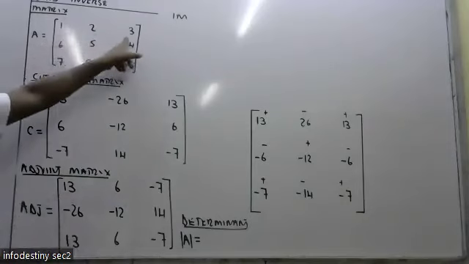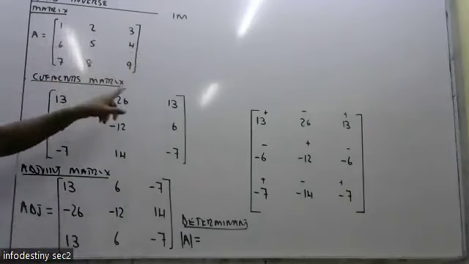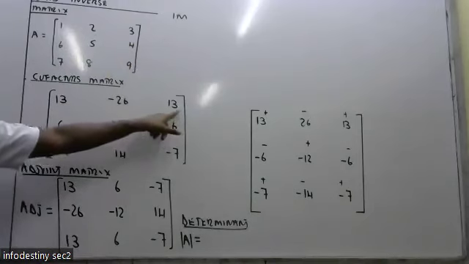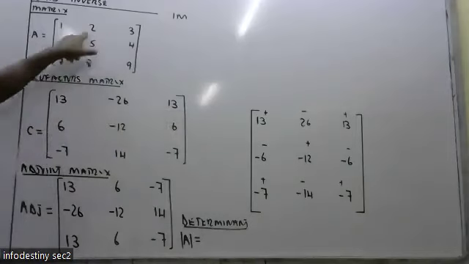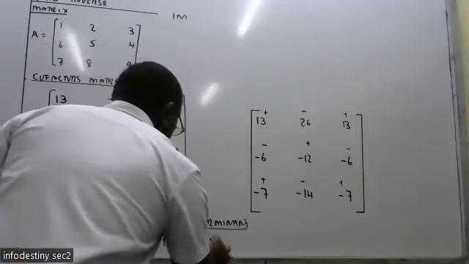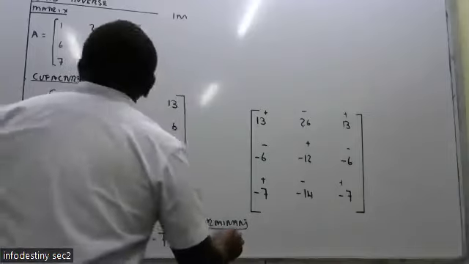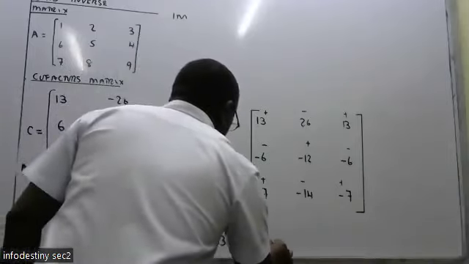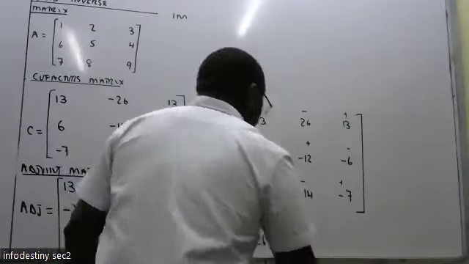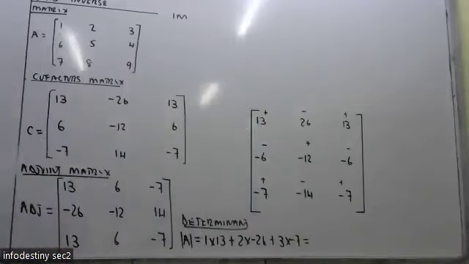Unachukua hii original matrix, the first row. Una multiply those elements with the elements in the first row of the cofactor. So hii row ya kwanza ya cofactor na hii row ya kwanza ya the original matrix you multiply as 1. So sasa hii itakuwa 1 times 13 plus 2 times minus 26 plus 3 times minus 7. Negative 60.